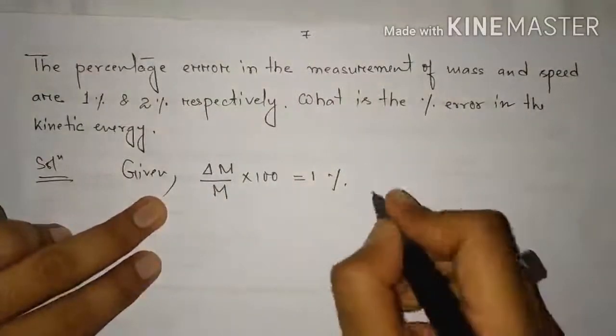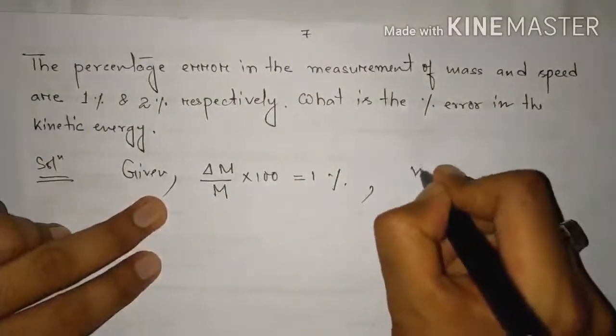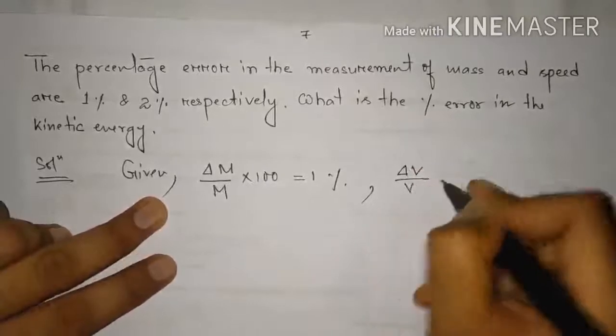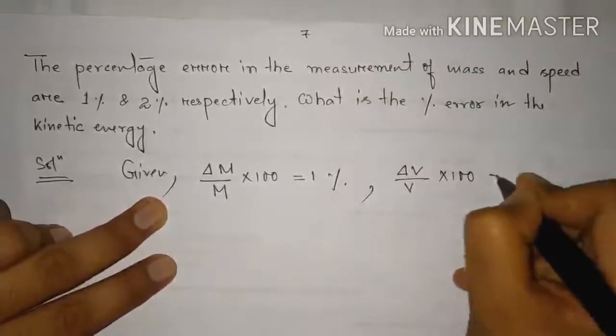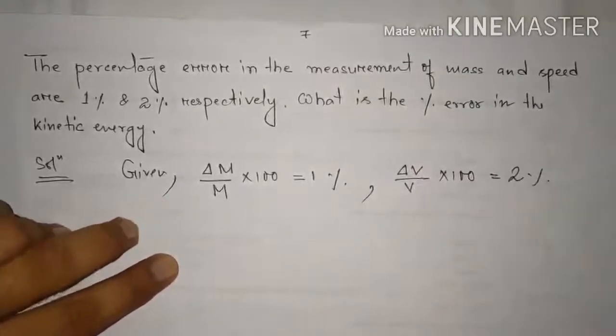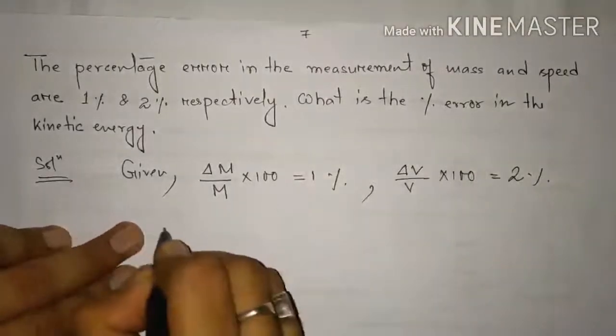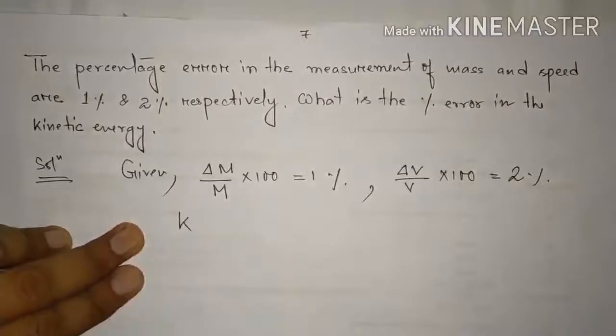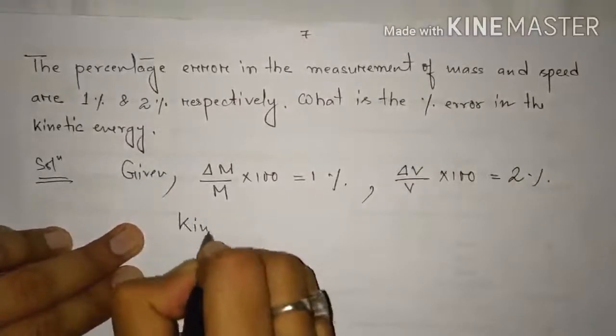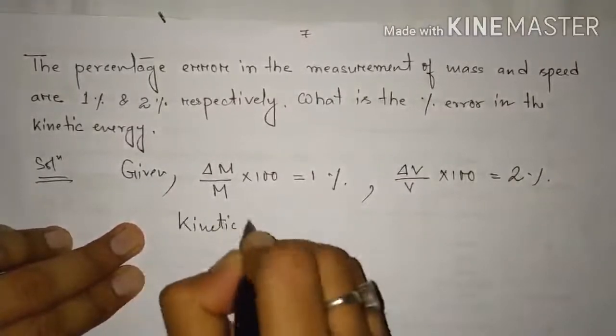Percentage error in speed. Let us denote speed by v. That means delta v by v into 100. This is equal to 2%. These are the things given to us. What do they want? Percentage error in kinetic energy. Let us denote kinetic energy by K.